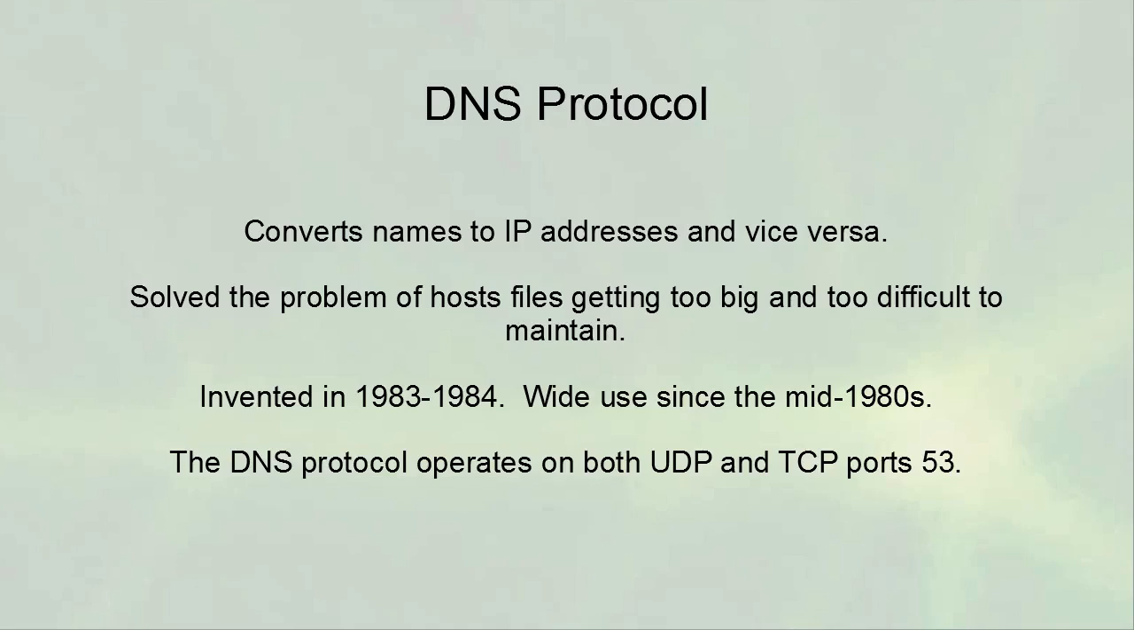So it became a hierarchical database of information. It was invented in 1983 and 84 and has been in wide use since the mid-1980s. The DNS protocol operates on both UDP and TCP ports 53. UDP for your normal inquiries and TCP for your downloads of zone transfers and things like that.